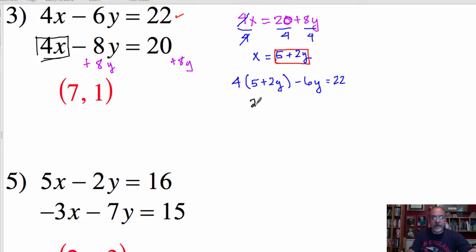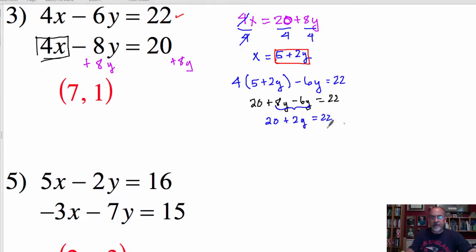Okay, 5 times 4, so that's 20. 2 times 4 gives me 8y minus 6y is 22. I then look for like terms to simplify. So these are like terms, so I can add those together. 8 minus 6 is positive 2y.